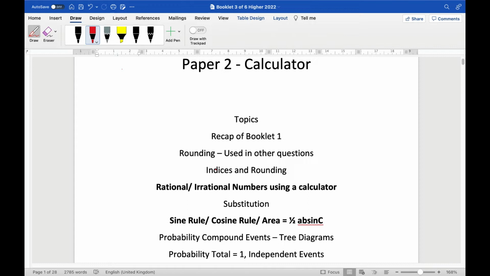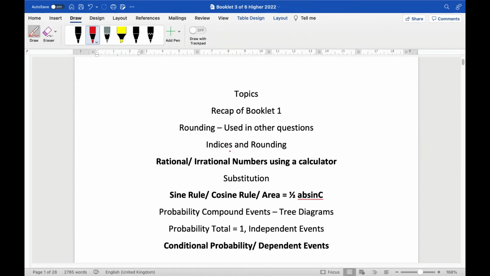So we're going to recap of booklet 1, then we're into a bit of rounding, as we said, a bit of indices. Now, you can use your index rules here, but I'm going to concentrate on indices in booklet 6, actually, which is a non-calculator one. However, they can appear in a calculator paper as well, where you can just put them in your calculator and then round your answer. We'll have a look at examples in a second.